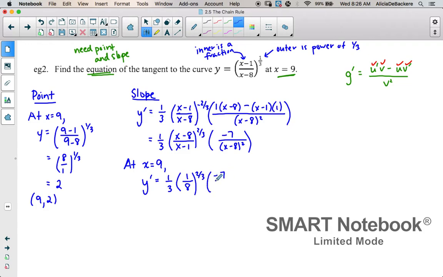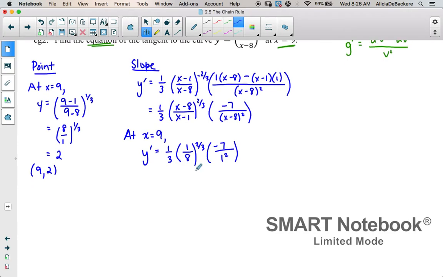And I'm doing just simple arithmetic when I plug this in. So I'm just doing the subtraction in the numerators and the denominators. When you're evaluating this one, don't forget that when you have an exponent on a fraction, it goes to the numerator and to the denominator. So on top, 1 to the power 2/3 is just 1. And on the bottom, I'm going to have 8 to the power of 2/3, or you can change that into a root. The denominator of the exponent tells me the type of root, so it's the third root of 8, squared.